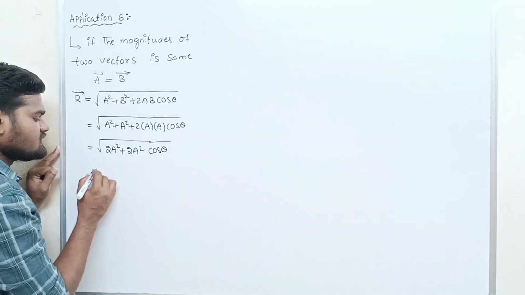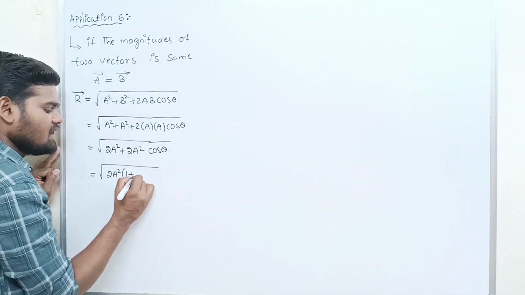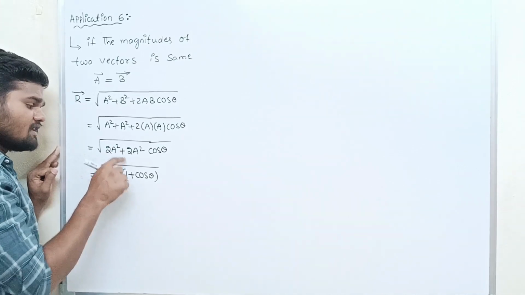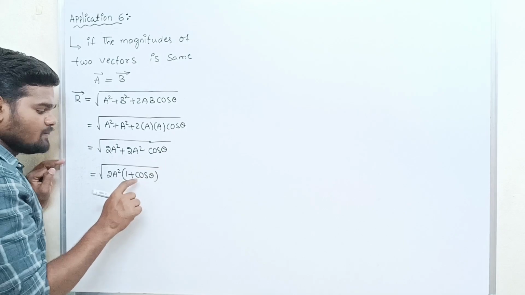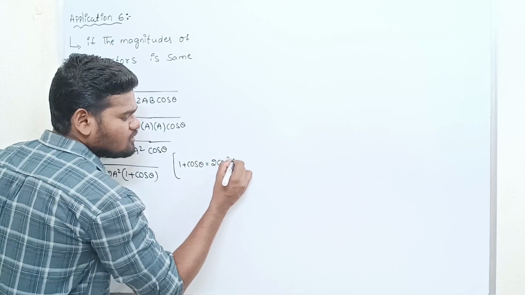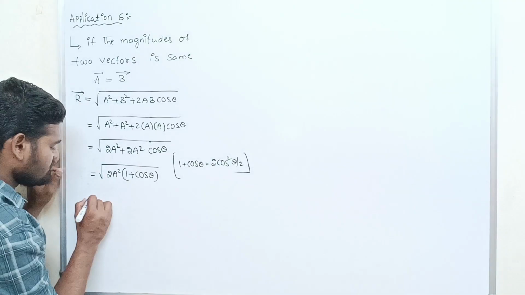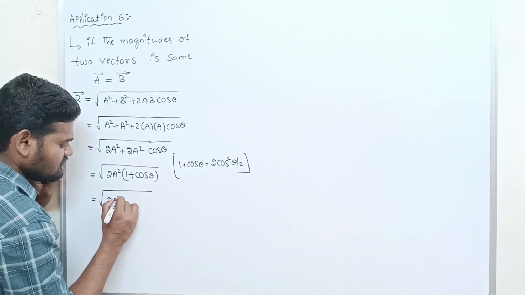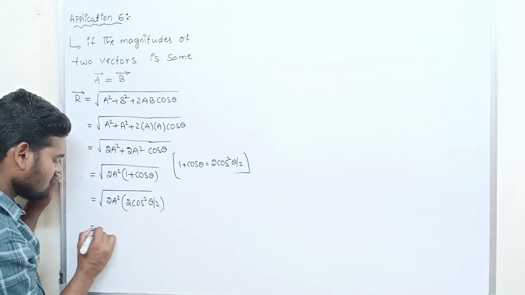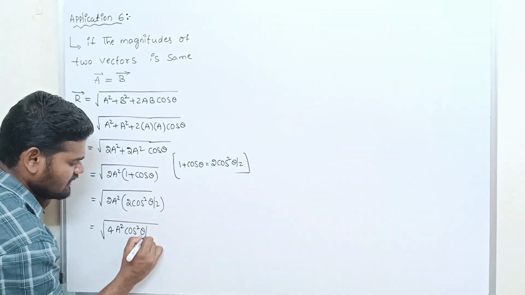If I take 2a square common inside the root, you will get 1 plus cos theta. So 2a square into 1 gives 2a square, plus 2a square cos theta. Already I told you that. What is the formula for 1 plus cos theta? 1 plus cos theta is nothing but 2 cos square theta by 2. Just substitute here. That is the square root of 2a square into 2 cos square theta by 2, which is the square root of 4a square cos square theta by 2.